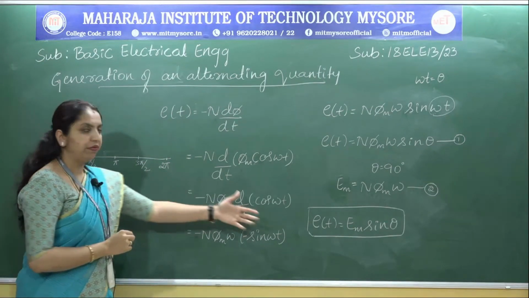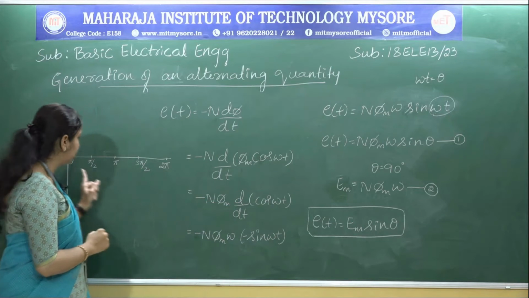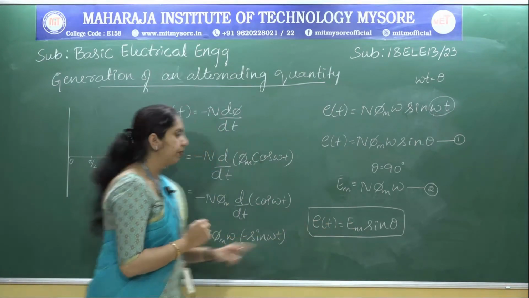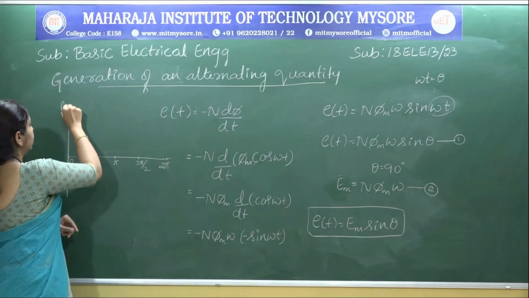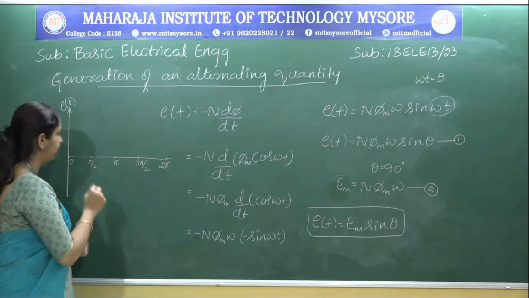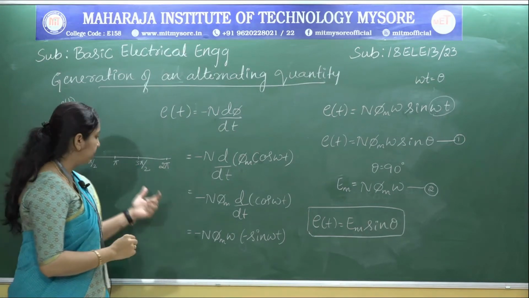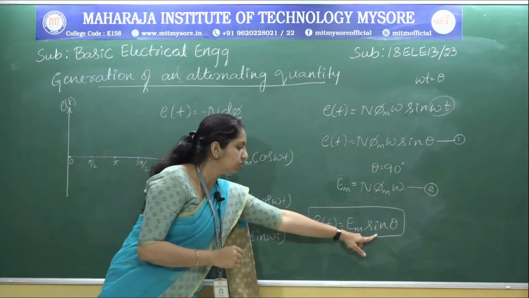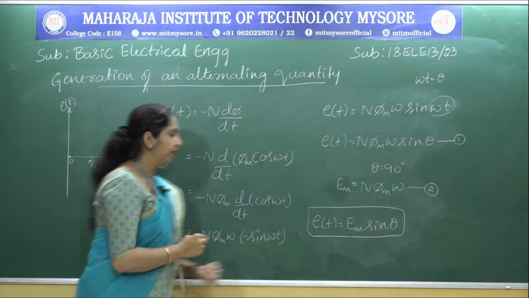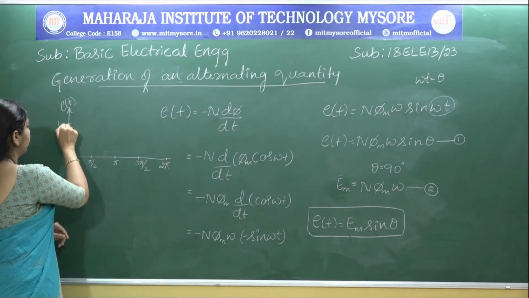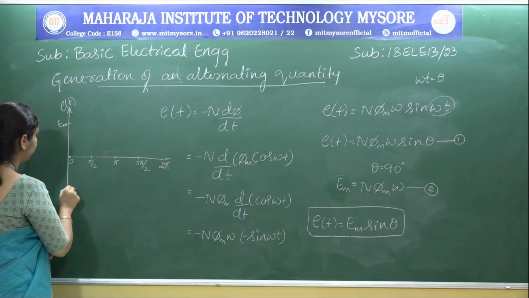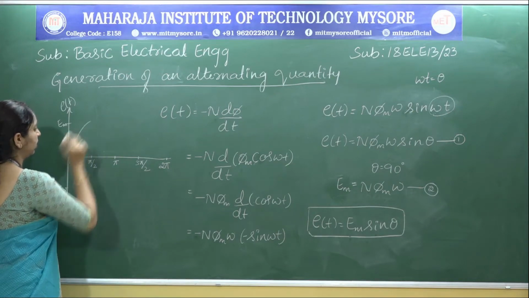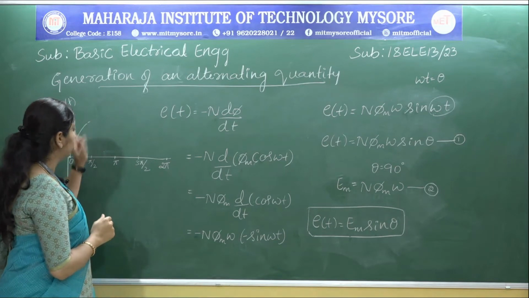Okay, and if we substitute initially theta as 0, we get E of t as 0. In the y axis, let us have this as E of t. When theta is 0, it is again 0. And what is the next value? That is pi by 2. When theta is equal to 90 degrees, we get E of t as Em. Let us consider this as plus Em, and this is minus Em. So we get till this point the maximum voltage.